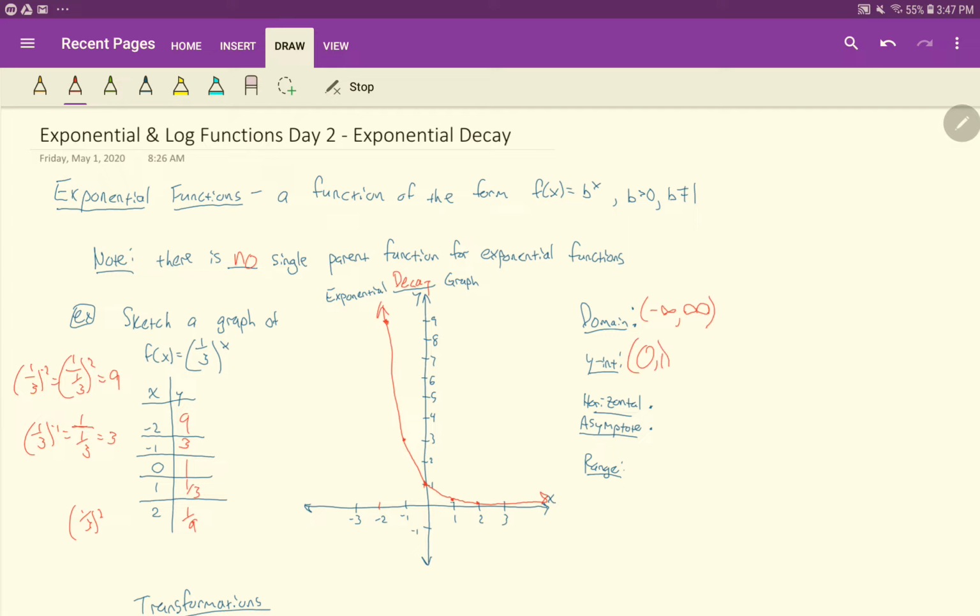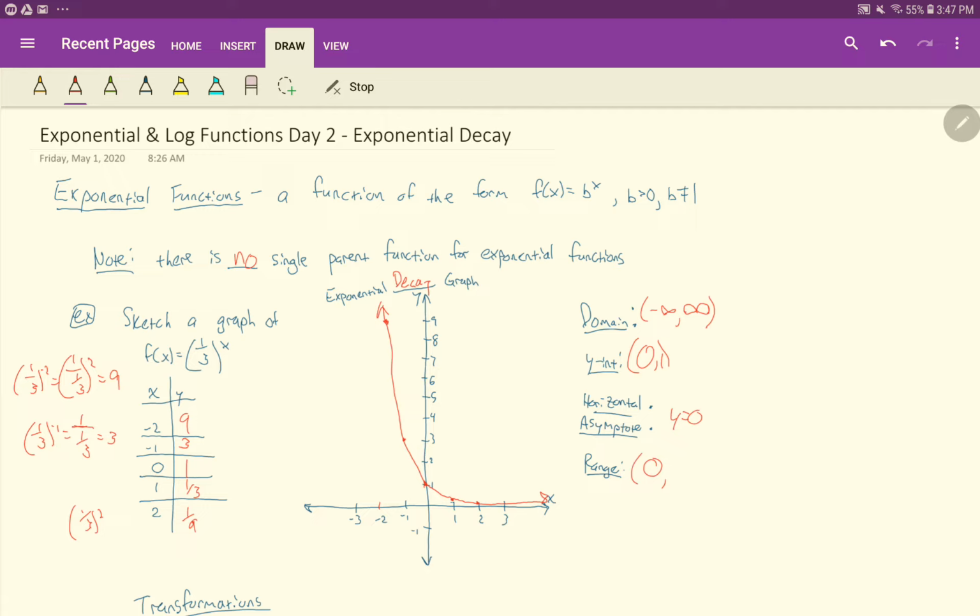And then the x-intercept here, we don't need the x-intercept, there isn't any. The horizontal asymptote, we said, was at y equals 0. That's the nice horizontal line right here at y equals 0 that we're not going to really cross, we just approach. And finally, the range is going to be, well, what's the lowest y value? The lowest y value is 0.